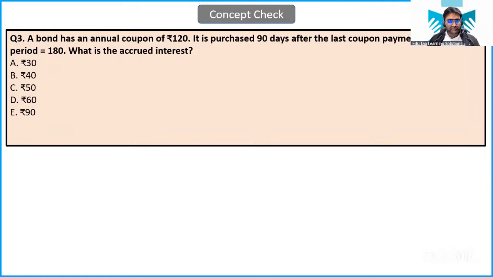Clear? Now this one, we already calculated this. Coupon payment is 120. It is purchased 90 days, okay, so 90 days he has kept it with him. The total number of days in the period is 180. This is what we have to do to calculate this one. How much will we get as the answer for this accrued interest? Did you understand? Okay, so that would be twice and 60. So D should be the right answer.